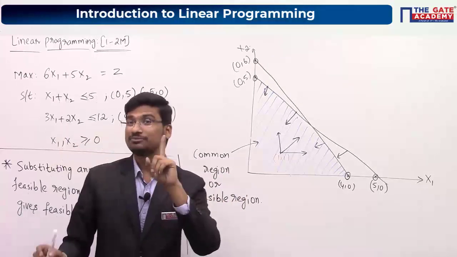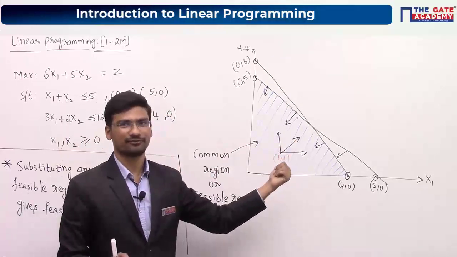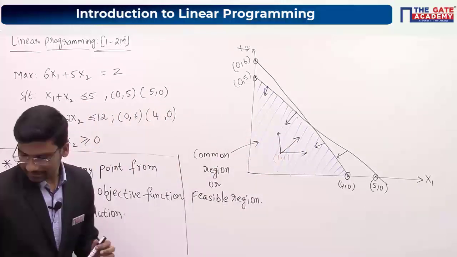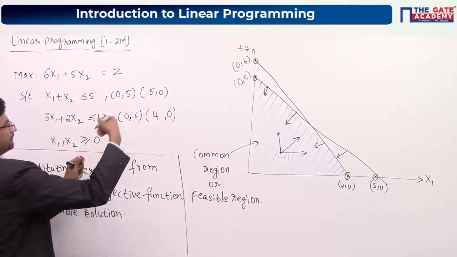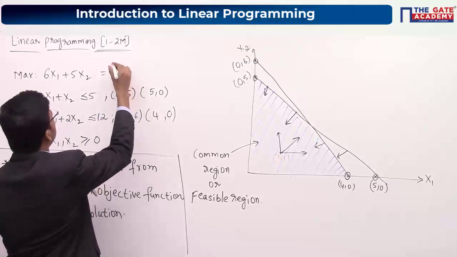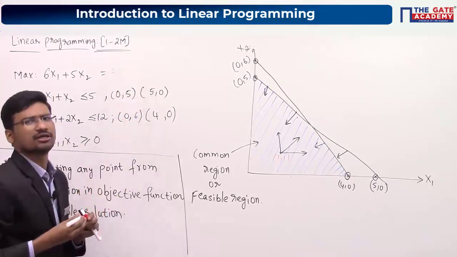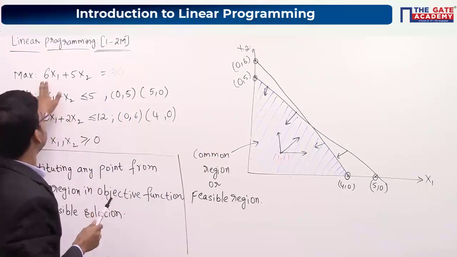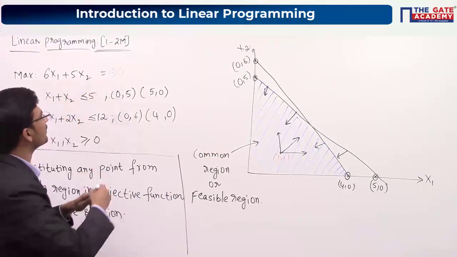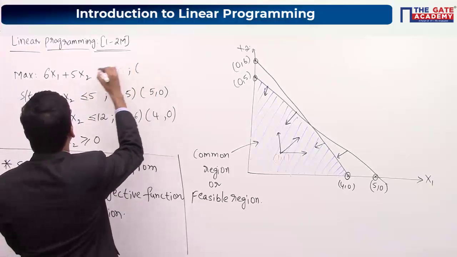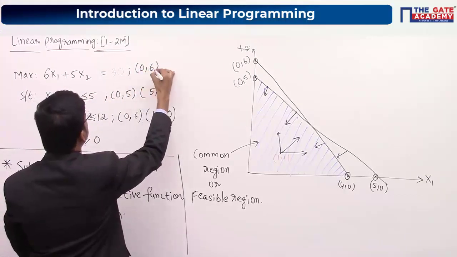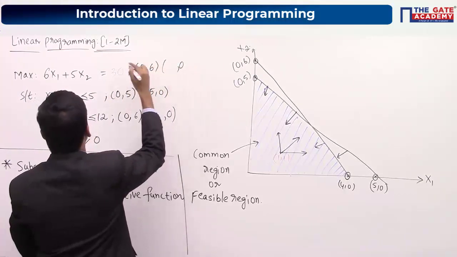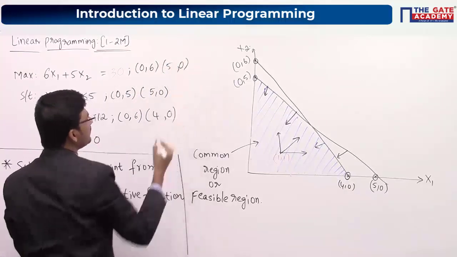let's plot the objective function also in this particular graph. Okay. So I'm just assuming that your z value is 30. I'm just taking an assumption that your z value is 30. We will see whether this assumption is correct or not. So I'm just taking 6x1 + 5x2 = 30. Now we can plot this straight line in the graph. So put x1 = 0, x2 will be 6, and put x2 = 0, x1 will be 5.